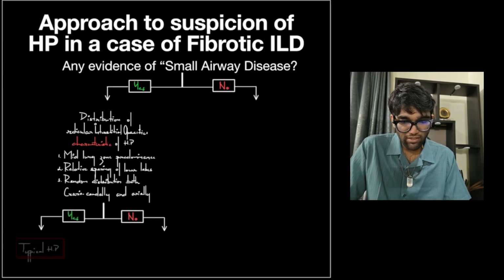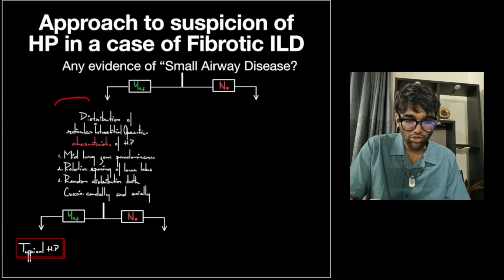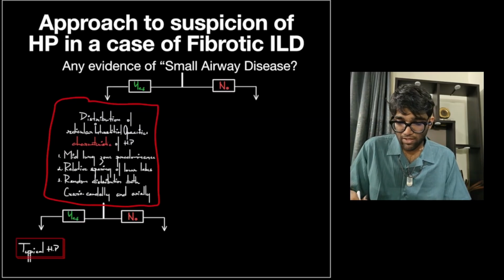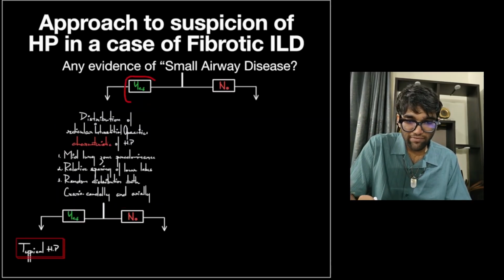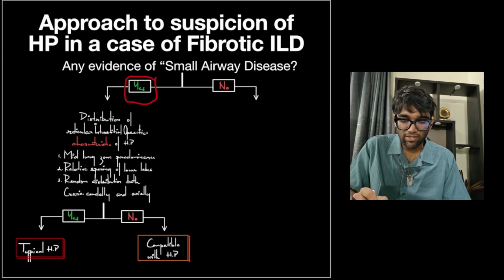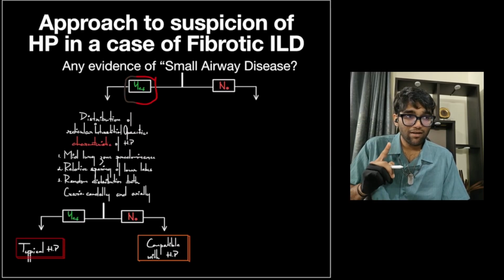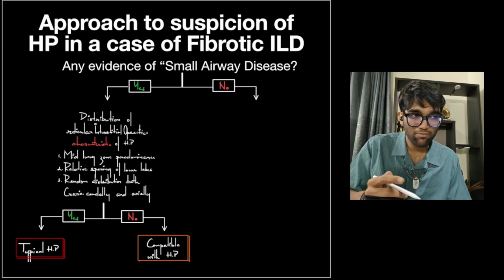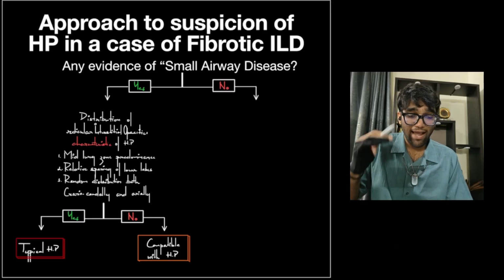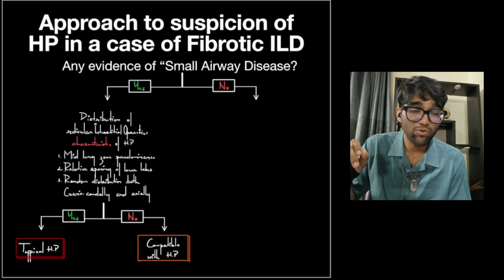In that situation, we say it is typical HP. So typical HP is a non-UIP distribution plus small airway disease. Whereas if you have small airway disease, but you have a UIP distribution, the patient then gets put in the compatible with HP category. So you could have patients who are probable for UIP from the perspective of trying to ascertain whether it is UIP or not, and be compatible with HP. These are the patients who are probable for UIP who would probably require a biopsy.